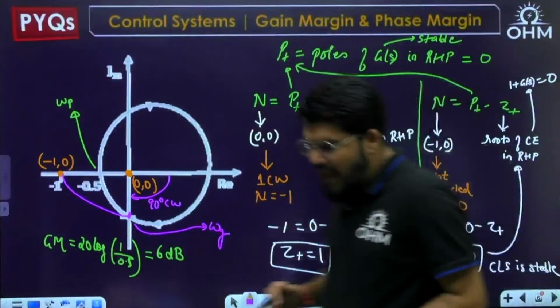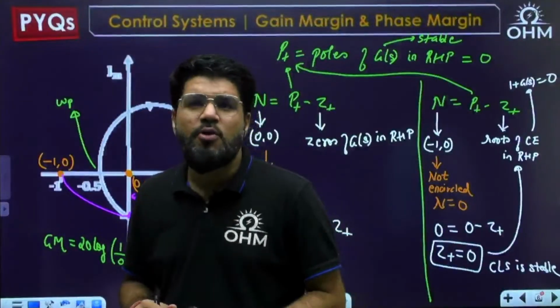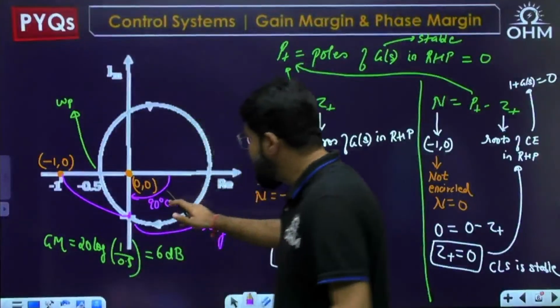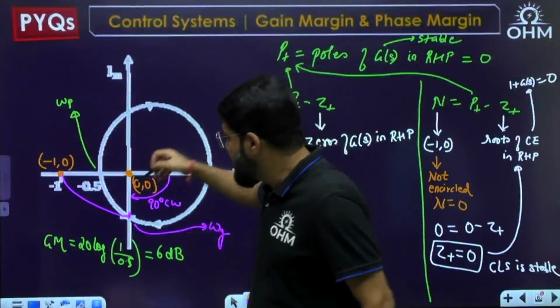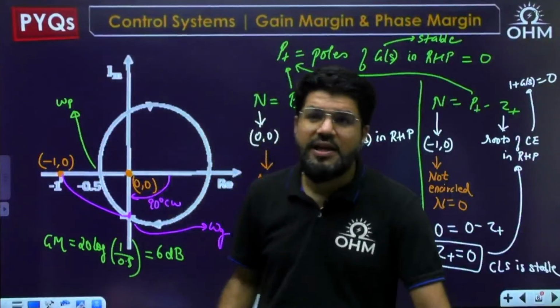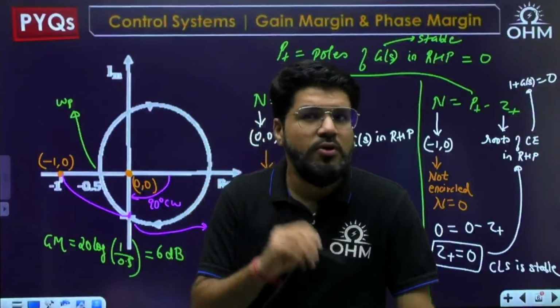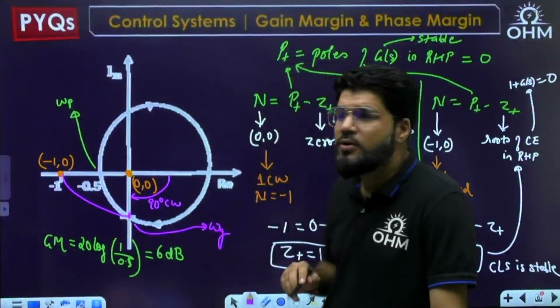I can change the phase of the system by how much? By a maximum of 90 degrees. If I change it by 90 degrees clockwise, it becomes 180 degrees. It crosses the point of instability. If I change it beyond that, the system is going to become unstable.